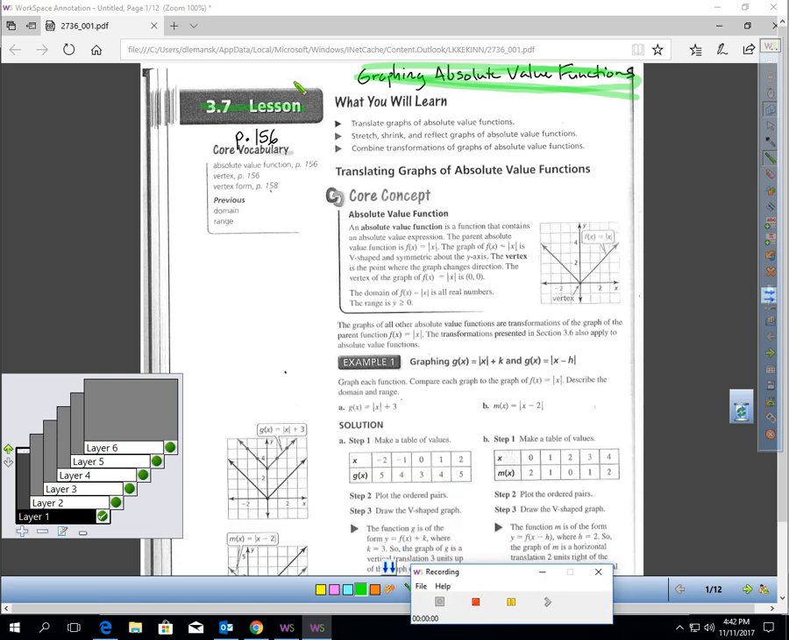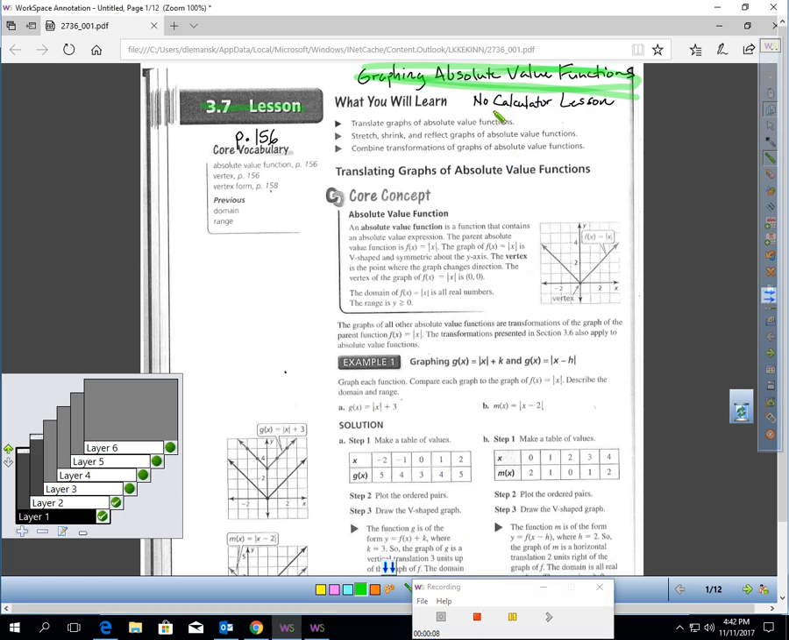This is lesson 3.7, page 156, graphing absolute value functions. One thing about this lesson, this is going to be another lesson that I would test you with no calculator, because if all you do is use your calculator, it doesn't tell me you really understand any of these things. It's just plugging it in your calculator.